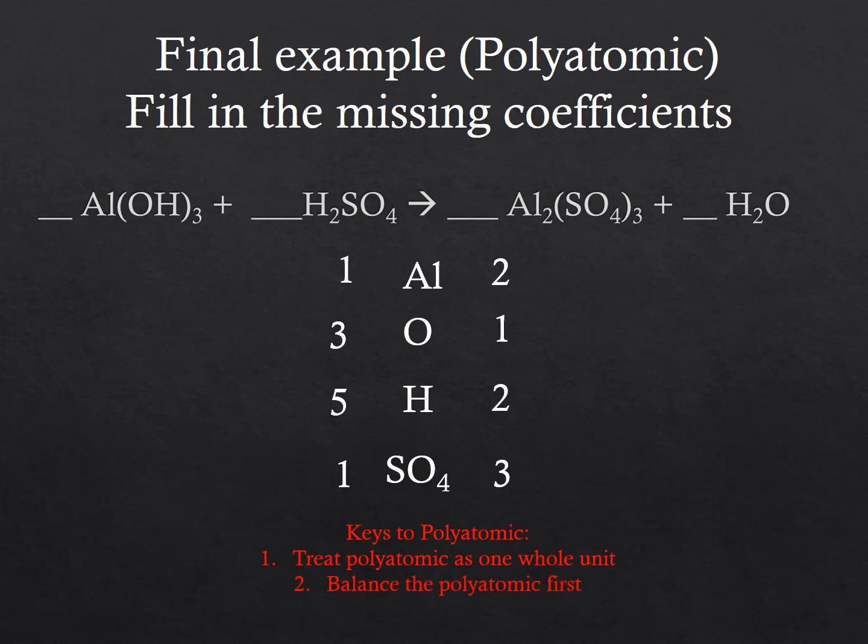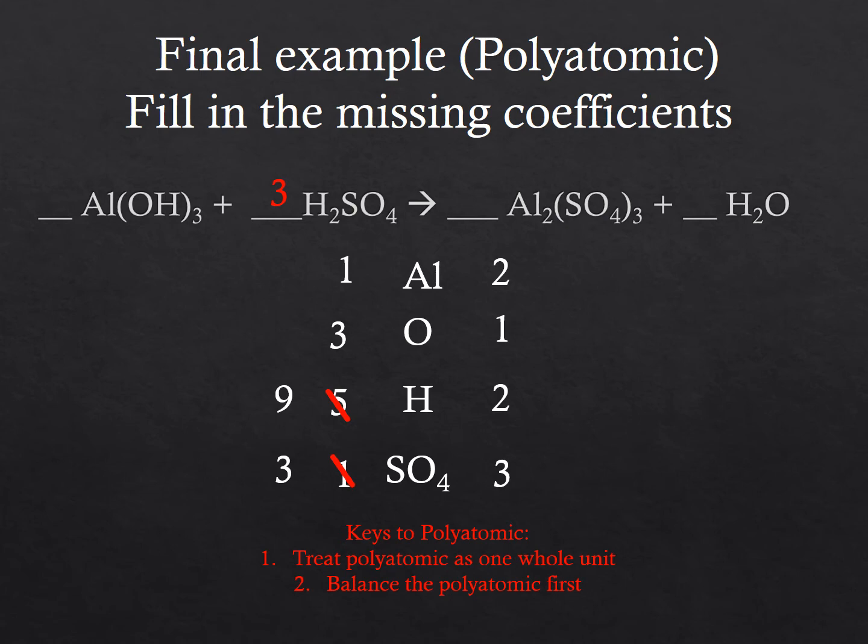So to balance it, I always like to balance the polyatomic first. Keeps the complex one done first. So you can see that there's 1 on the reactant side, 3 on the product side, so we need to make that SO4 into a 3. So we have to put a 3 in front of where SO4 is on the reactant side, which is where H2SO4 is. So that turns into a 3, and that changes SO4 into 3. It also changes hydrogen to 6 of them, plus the other 3 from aluminum hydroxide, and you get 9 hydrogens.